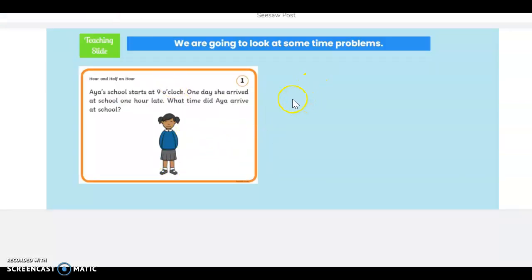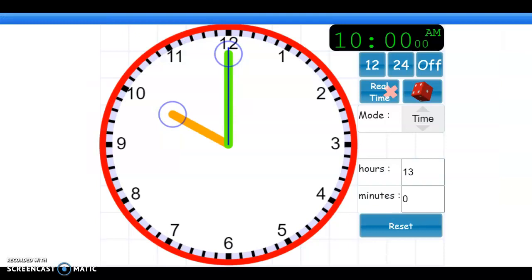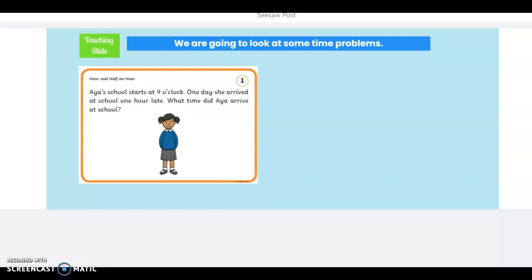Now I would like you to use your typing tool and write in the answer. Enjoy the rest of the activities. Remember, on each slide, I will give you a link to the interactive analog clock, which you then can use to solve your problems today.